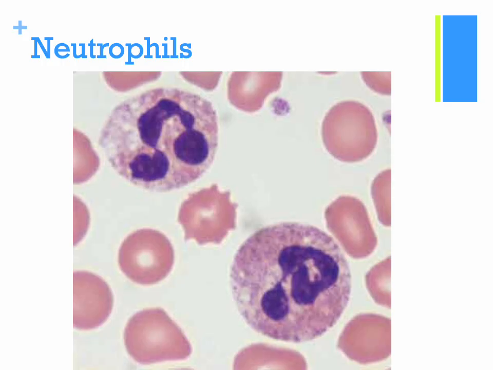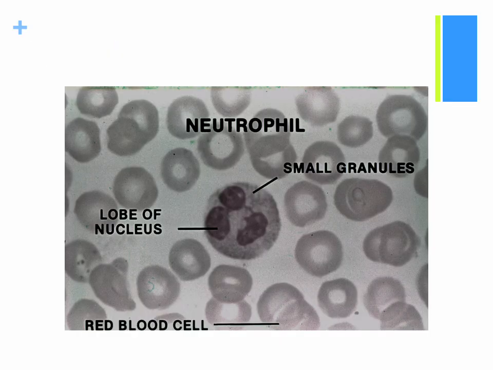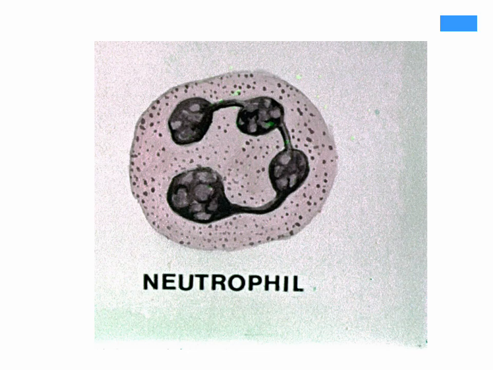Here you see dotted cytoplasm, and then their nuclei, it's kind of like linked like this. Same thing here. Neutrophil, small granules, and the nuclei. And if you guys see here, we see more of the red cells. Another image for neutrophils.